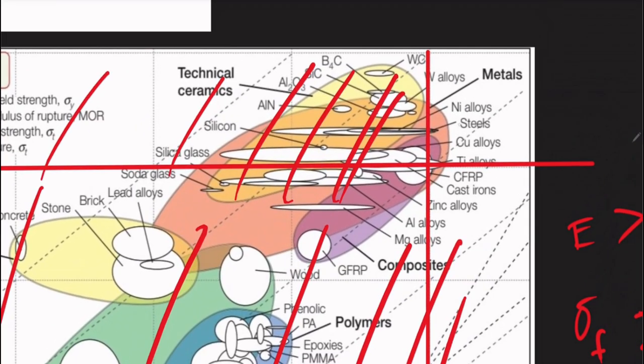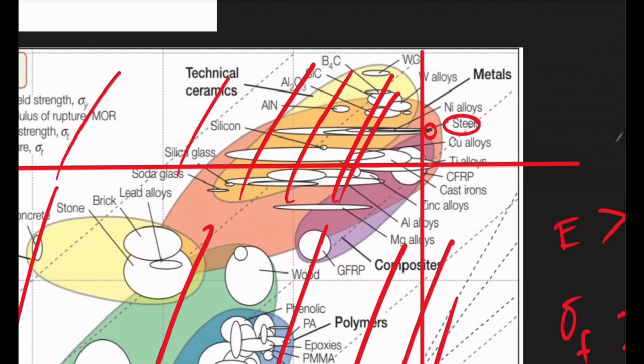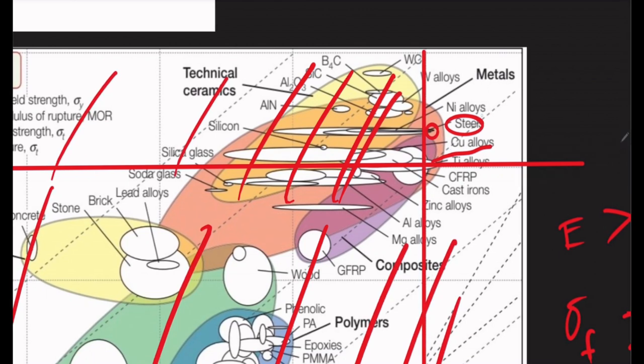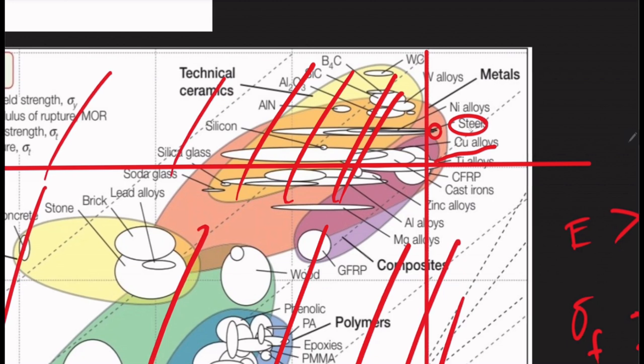The only materials that passed here are steel. High strength steel, some steels over here, you can see high strength steel passed. And also titanium alloys. Some parts of titanium alloys passed this selection. So titanium alloys and high strength steels are the ones that would pass this selection.